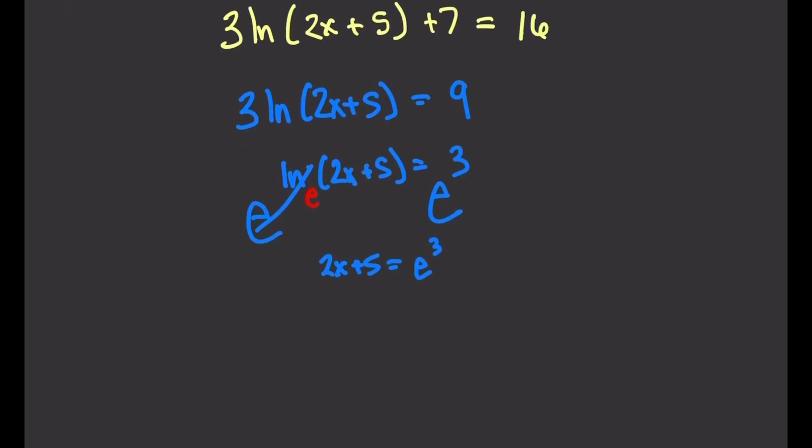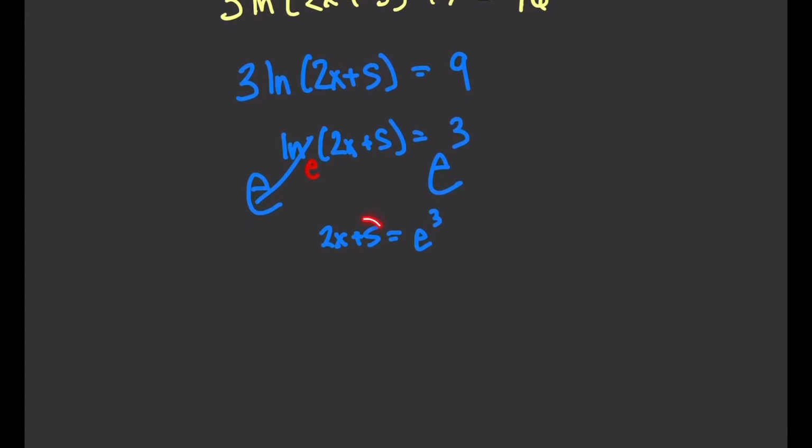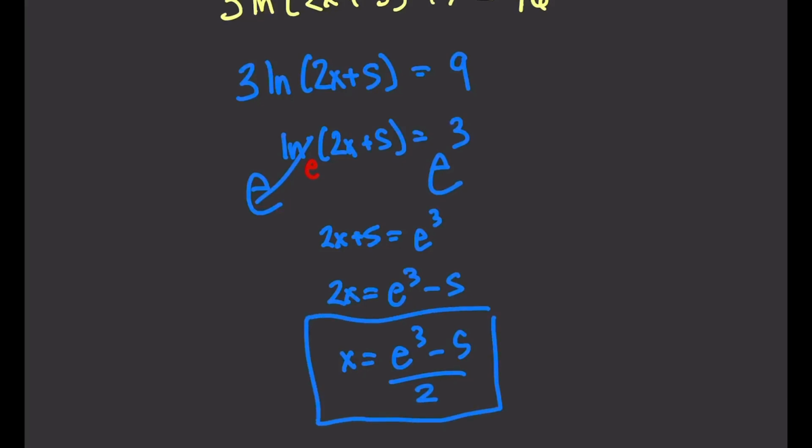So all we need to do now is get rid of this 5, subtract it from both sides, and then divide by 2. All right, so I have 2x equals e cubed minus 5. Now divide by 2. Just make sure you divide the whole expression by 2. So x equals e cubed minus 5, all divided by 2. And that is your exact answer.